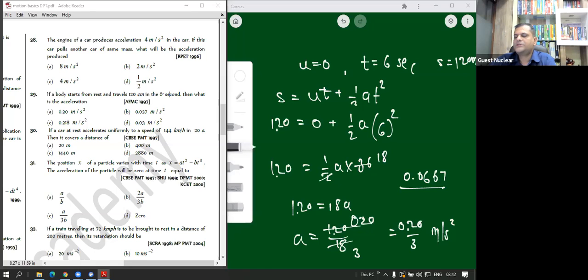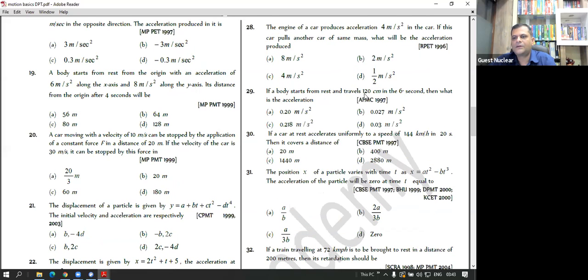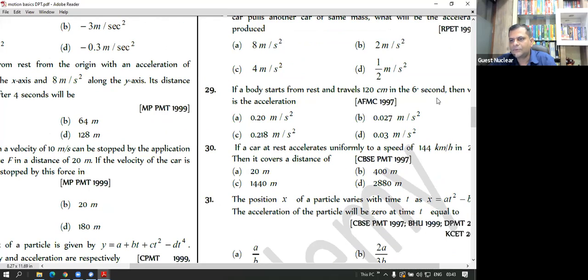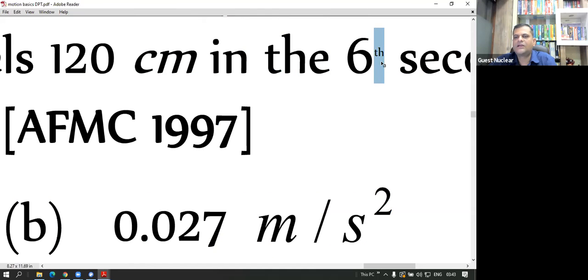Okay, the mistake is in what we want to find out. Actually, what is given here is, see, if we read it carefully, the body starts from rest and it travels a distance 120 centimeter in the 6th second. The th is very small. See, th, 6th second, meaning only in the 6th second it has traveled this distance of 120 centimeter. Okay, that is going to be the actual question.